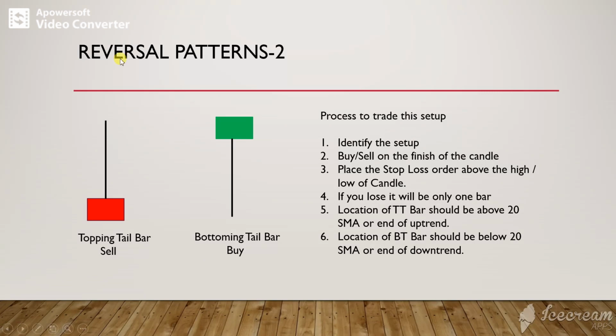So your stop loss will be just above this bar, and similarly for a bottoming tail bar, BT bar, your stop loss will be below this bar. Stop loss above this bar and below this bar, and here the next candle you have to buy, and these things happen at the bottom of a downtrend and top of an uptrend. So to understand this better, let's go to some examples.